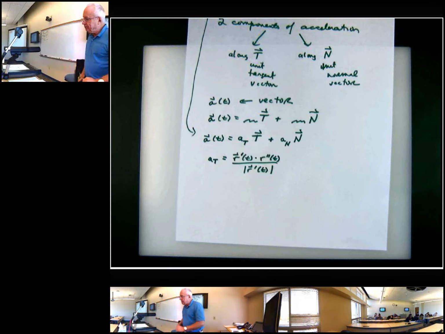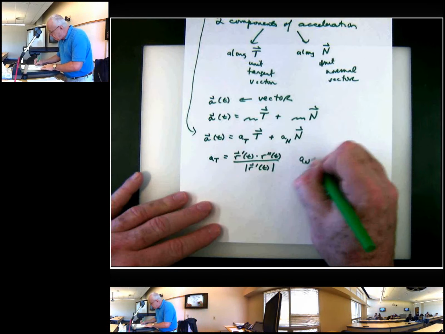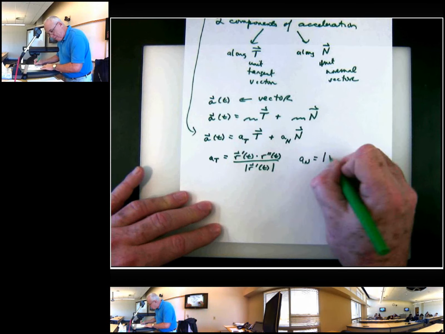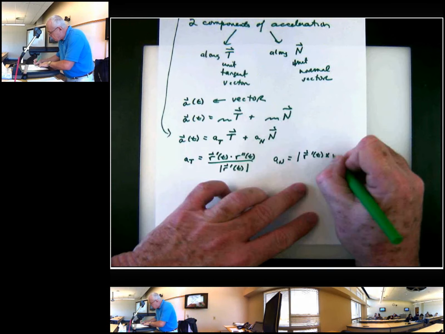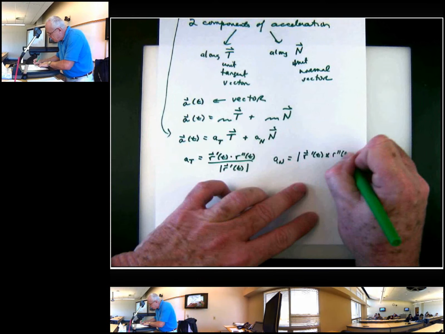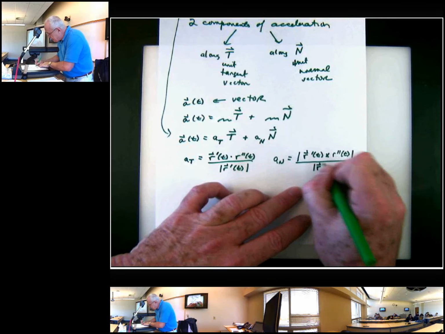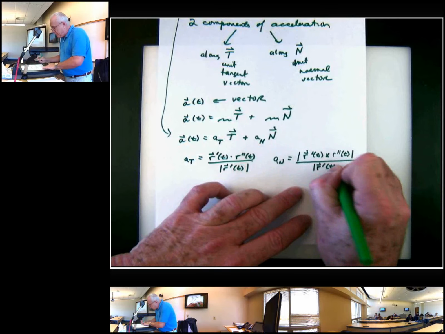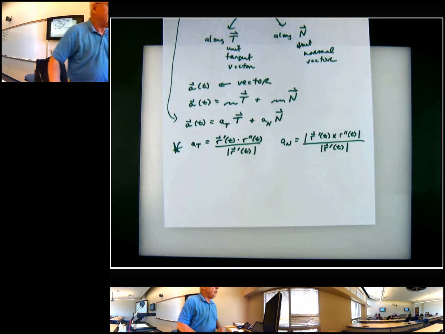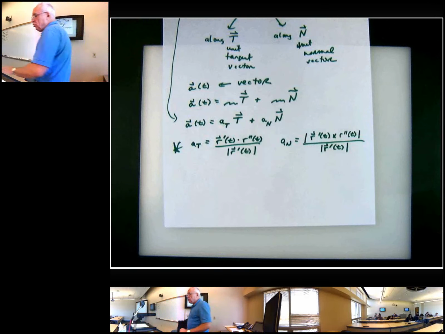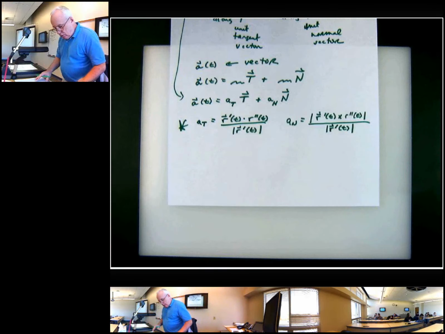tangent vector, r prime, and a sub n is equal to the magnitude of the cross product r prime cross r double prime, all over, again, the magnitude of r prime of t. So for those problems in the homework and quiz, those are the two formulas that you'll need to use.